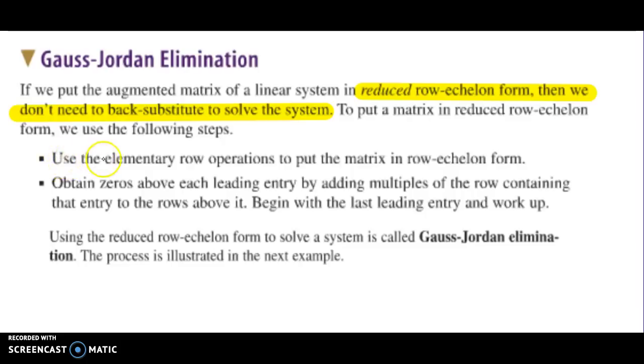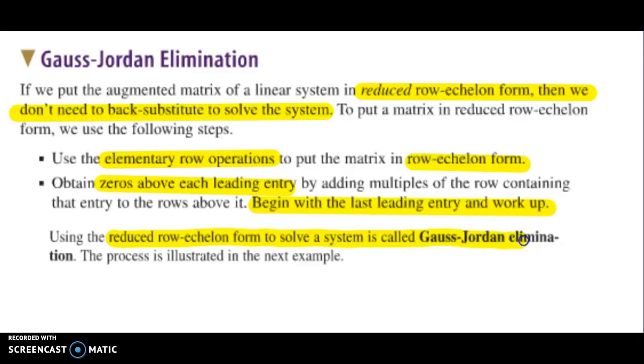To put a matrix in reduced row echelon form, we use the following steps. Use the elementary row operations to put the matrix into row echelon form. Obtain zeros above each leading entry. Remember, the leading entry should be 1, by adding multiples of the row containing that entry to the rows above it. Begin with the last leading entry and work up. Using the reduced row echelon form to solve a system is called Gauss-Jordan elimination. So when you see Gauss-Jordan elimination, that means you're going to do reduced row echelon form.